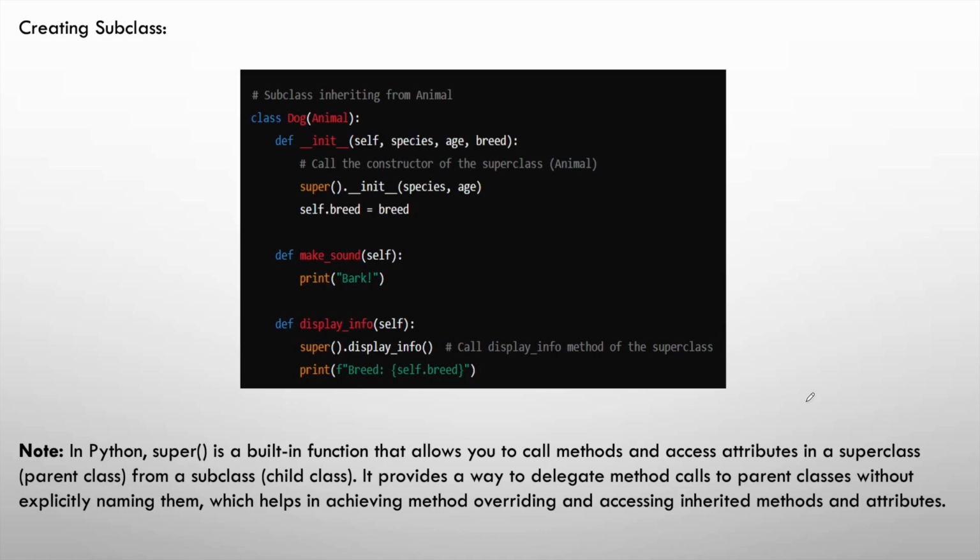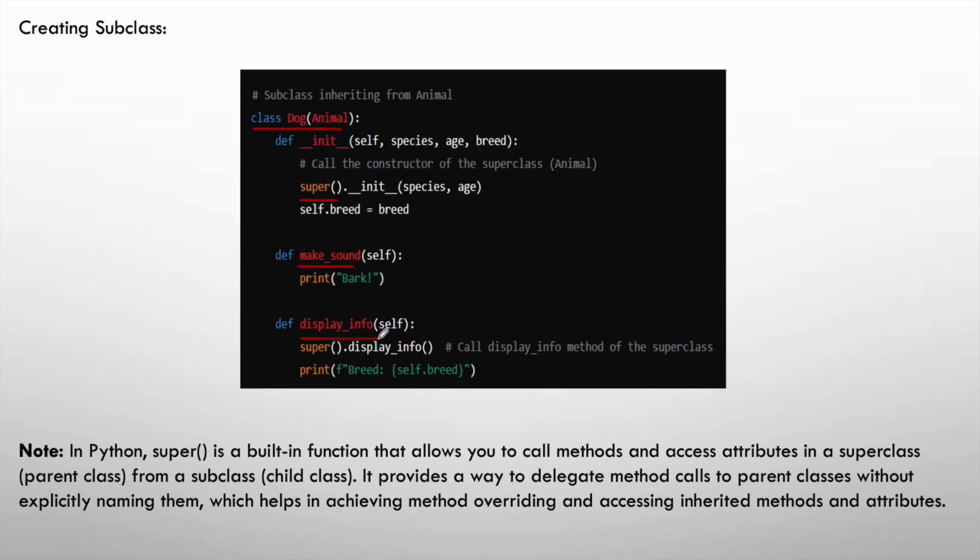In this dog subclass, the dog class inherits from the animal class using this syntax: class Dog, and in brackets, Animal. Then the init method of dog calls the init method of animal using the super() syntax. It adds an additional attribute, breed. Next, the make sound method overrides the make sound method of animal to specify that a dog barks. The display info method overrides the display info method of animal to include information specific to dogs.